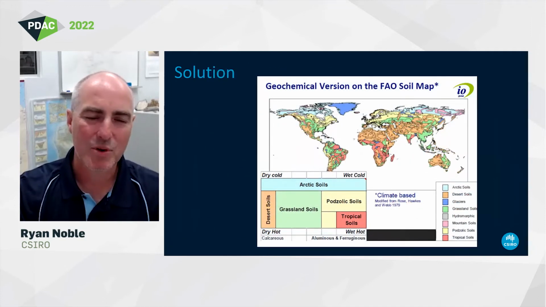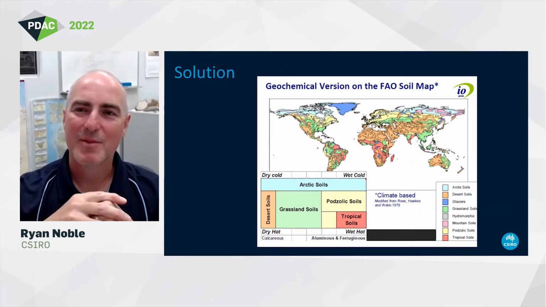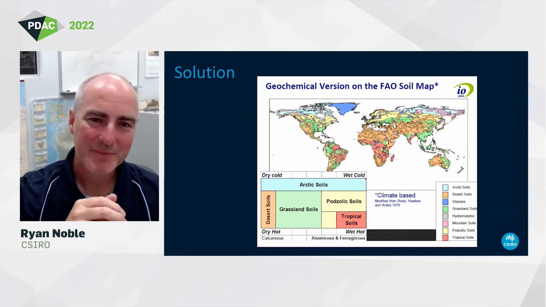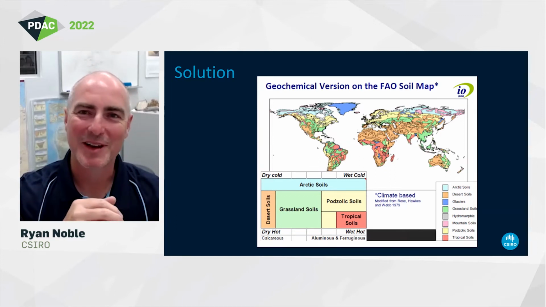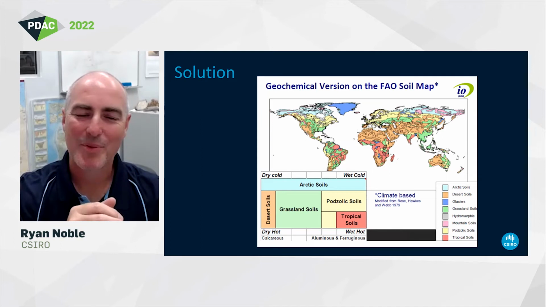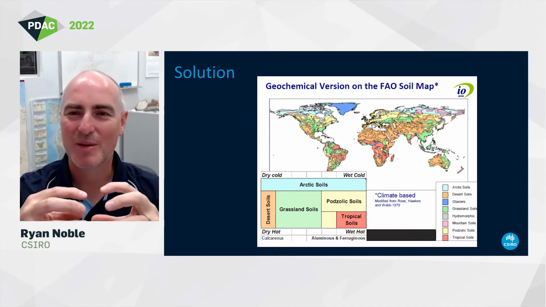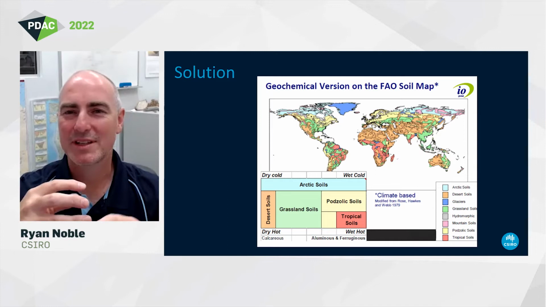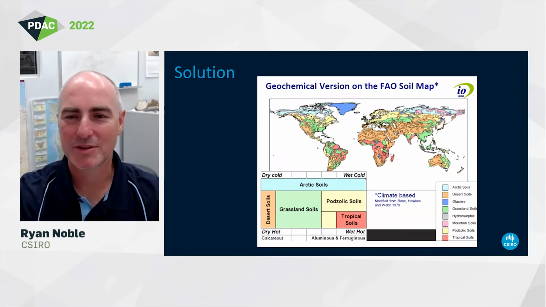And when I was putting this talk together, one of the things I came across from IO Global was where they'd combined this global soil map and broken it down into some of the key soil types that we might want to consider for regional soil surveys.